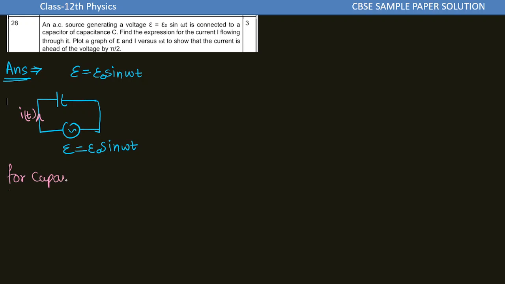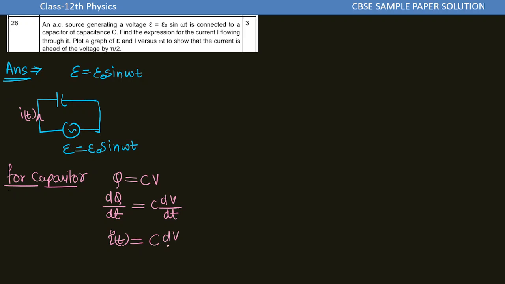For capacitor, listen carefully. For capacitor, you know very well Q is equal to C into V. So if you differentiate this equation, you will get C into dV by dt. And what is this dq by dt? That is current I. But this current is variable, so you have to write a small i, that is a function of time, equal to C dV by dt. And in this case, what is V? It is E naught sine omega t. So i(t) is equal to C d by dt of E naught sine omega t.